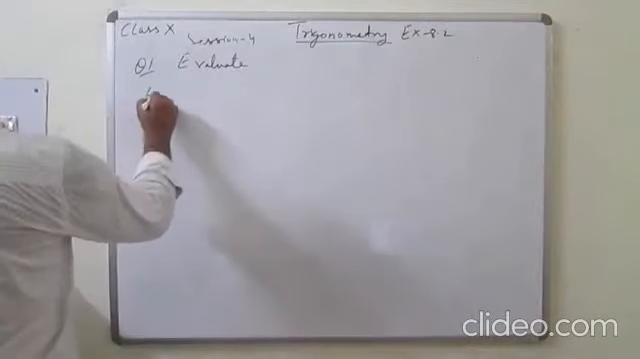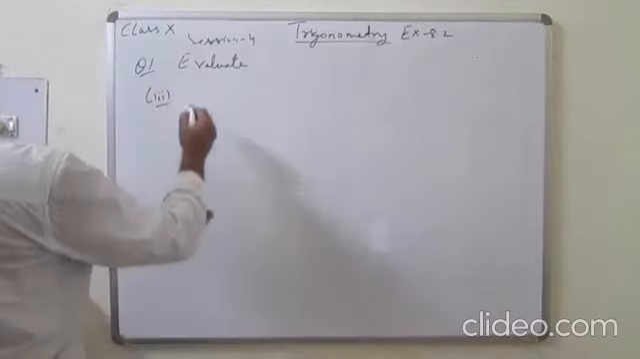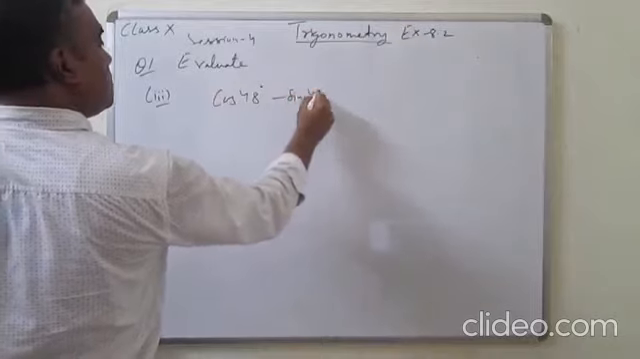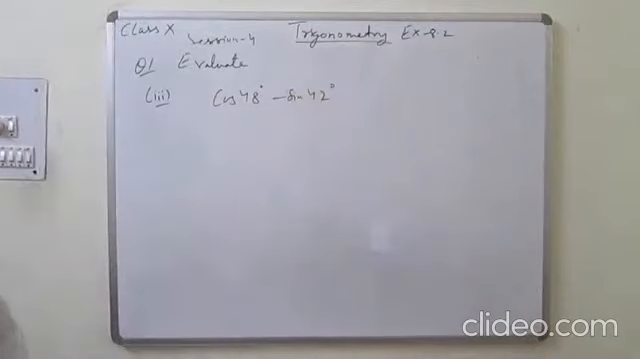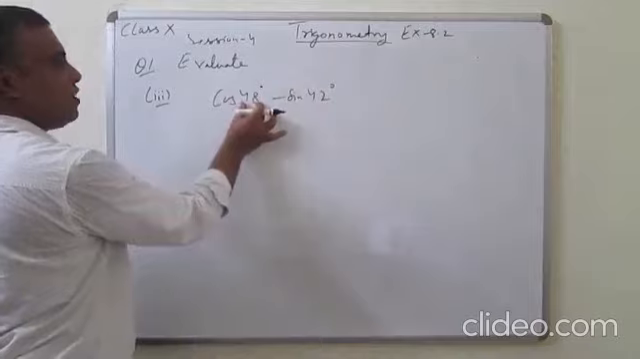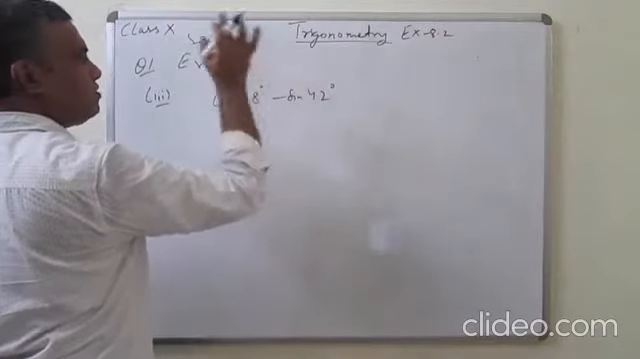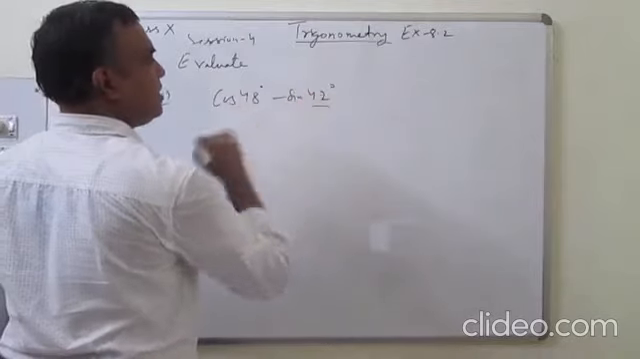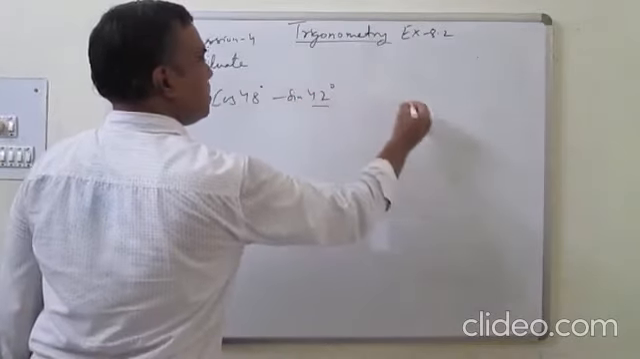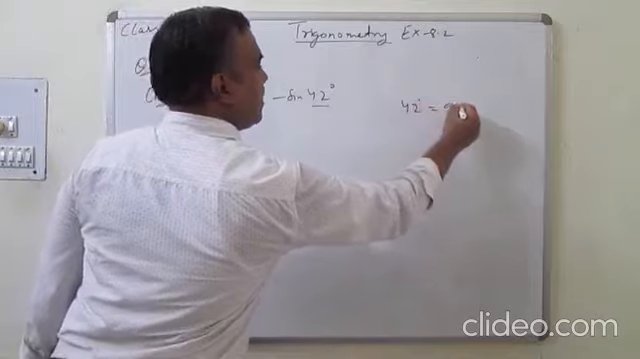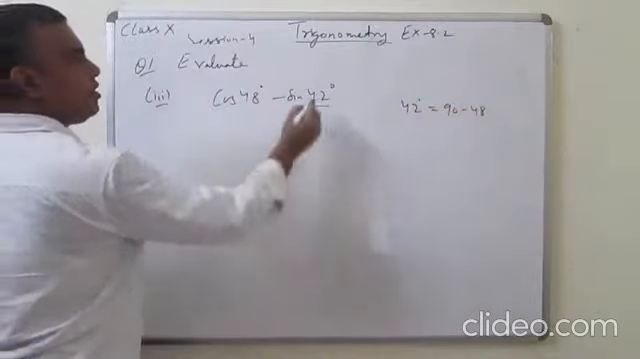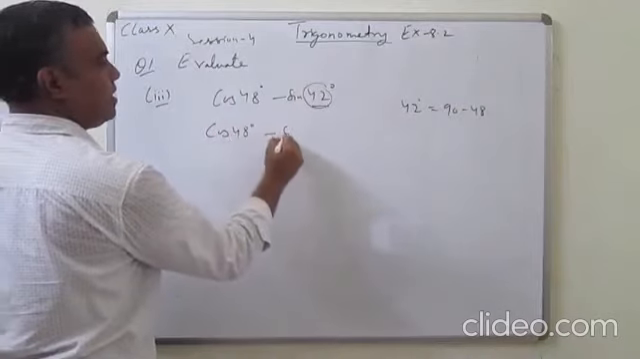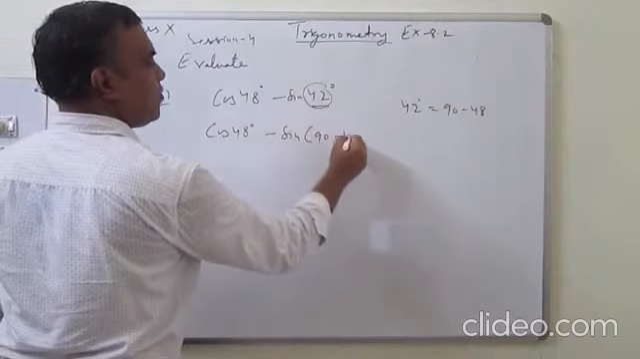Now I will do the third part: cos 48 minus sin 42. Evaluate it. See here, either you change 48 in terms of 90, or you change 42. Anyone you can change. If I change this, 42 you can write as 90 minus 48. Instead of 42 you can write 90 minus 48. So cos 48 minus sin (90 minus 48).